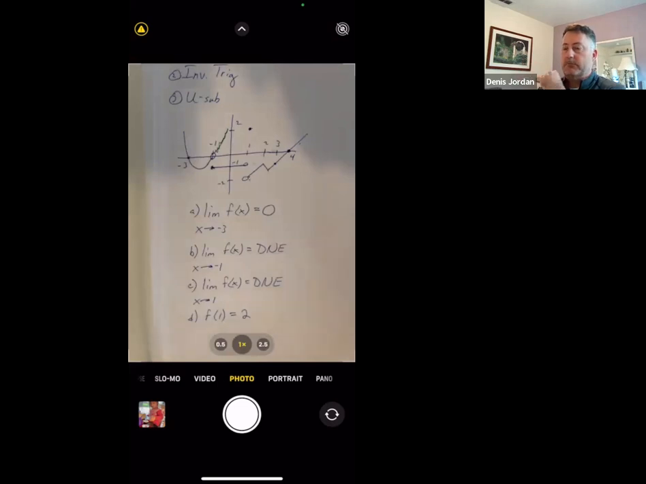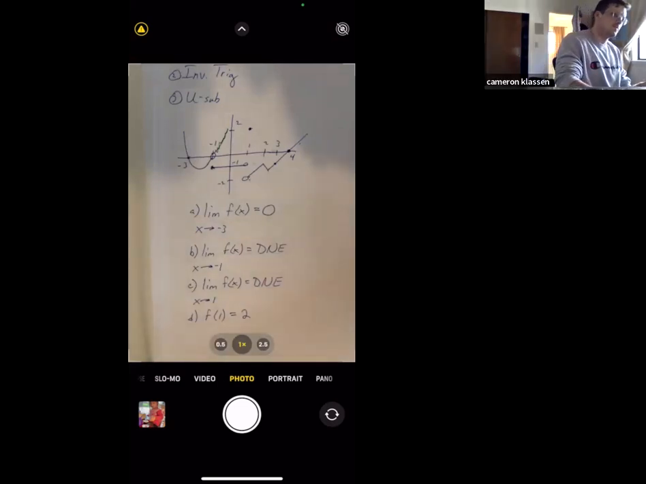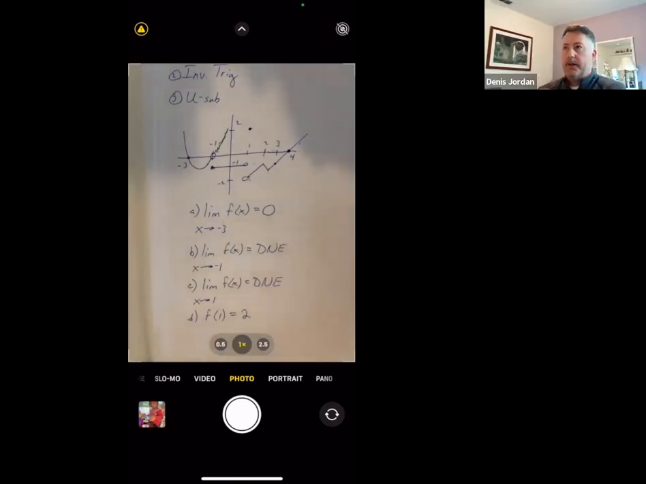A lot of you did what you were supposed to do. You got the derivative of that function, so that gave you velocity, but I wanted the maximum of velocity, so you now have to take the derivative of the velocity and then go from there.